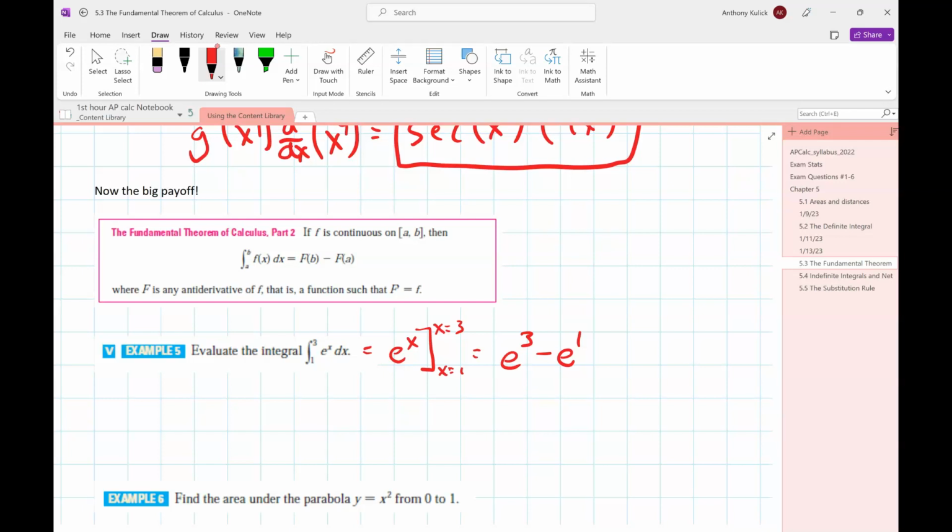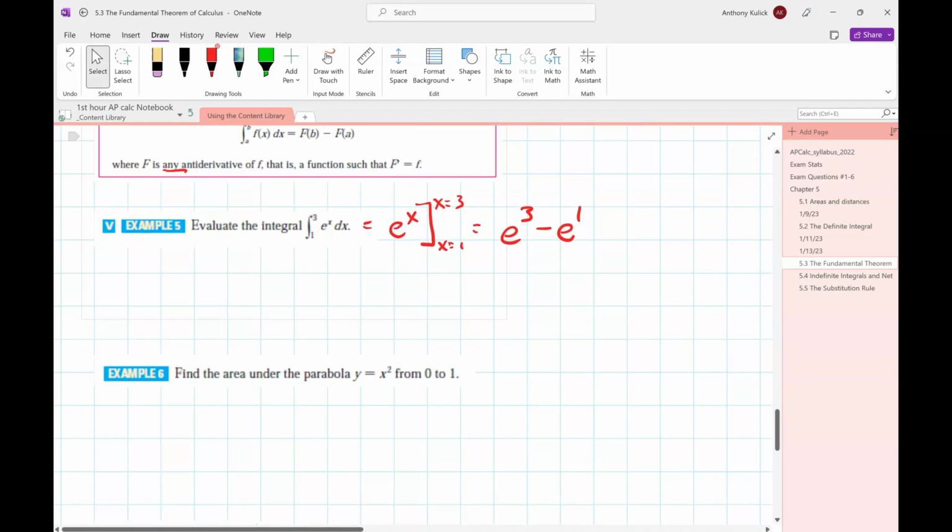Because it's any antiderivative, we can pick c to be 0, which is awesome, right? How easy does this make this? It makes it massively, massively easier.